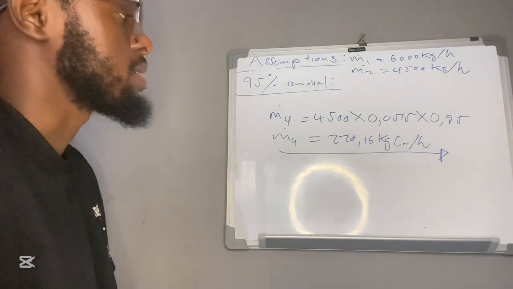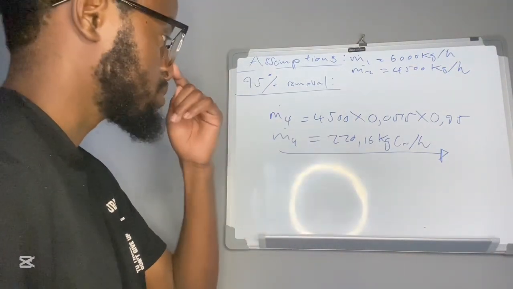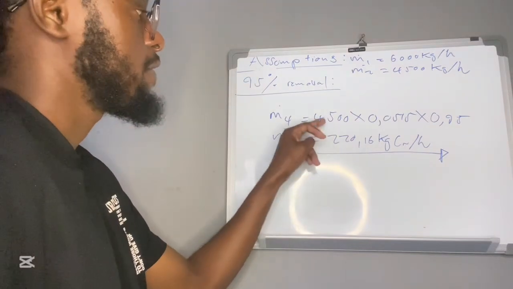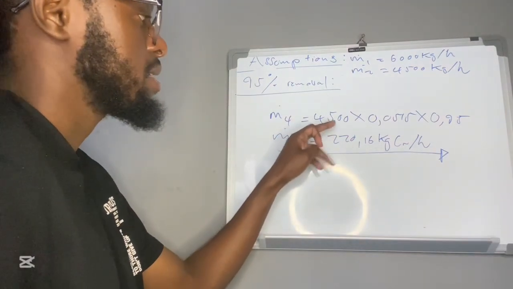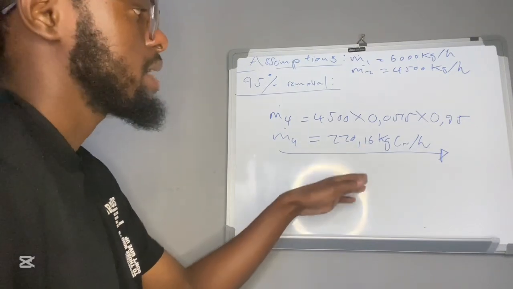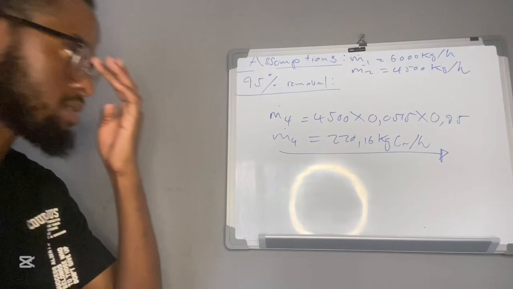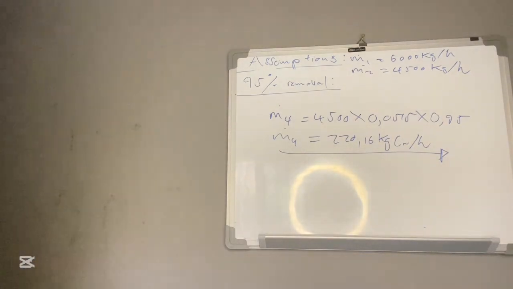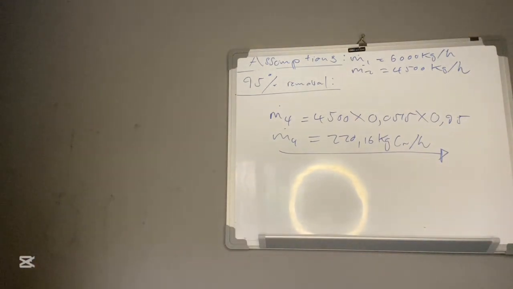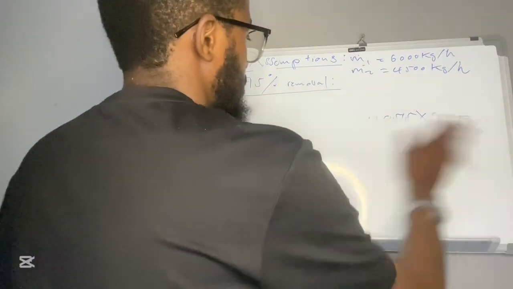So what does that mean? This means that 4,500 entered, and this 2,200 left the transfer unit, so like 95% of it. Okay, so yeah. And then what's next? We're going to find M5. We found M4 now. Now we're going to find M5.